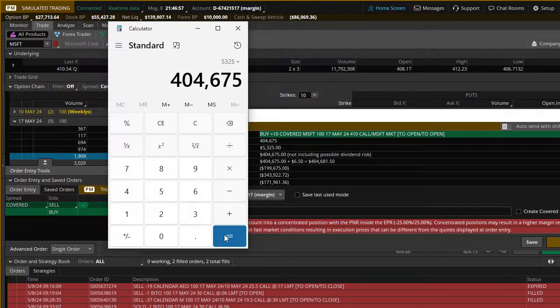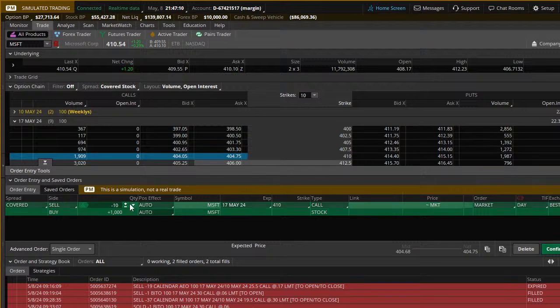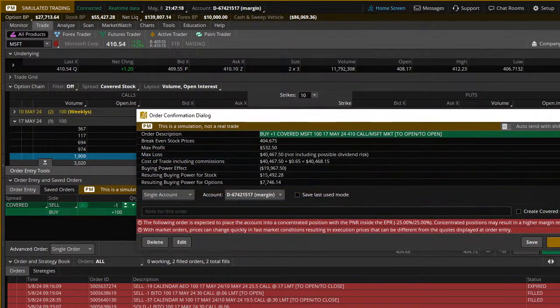That's going to equal a grand total of 1.3%. Okay, so you don't have the money to do all those, so let's change it. Let's do just 100 shares. Okay, 100 shares of Microsoft, maximum profit 532.